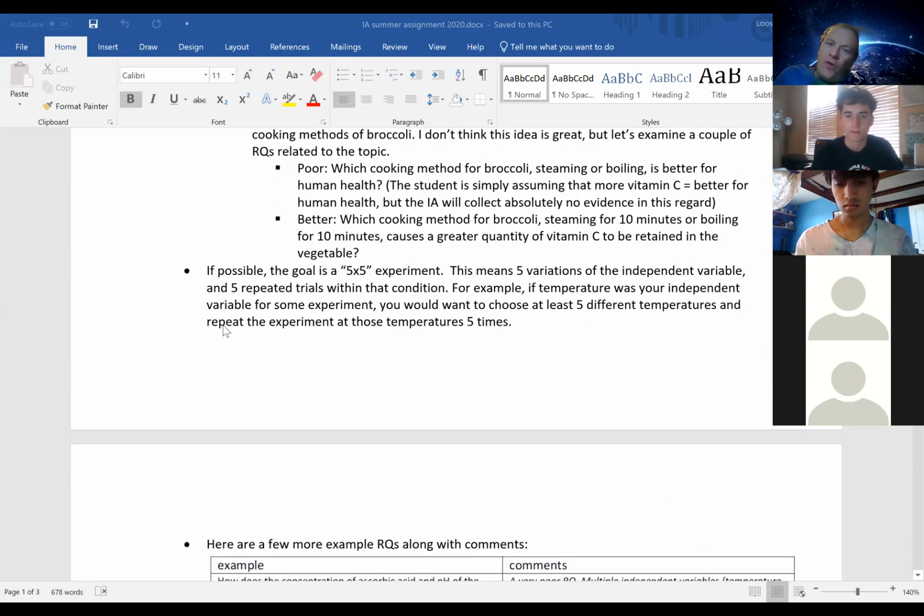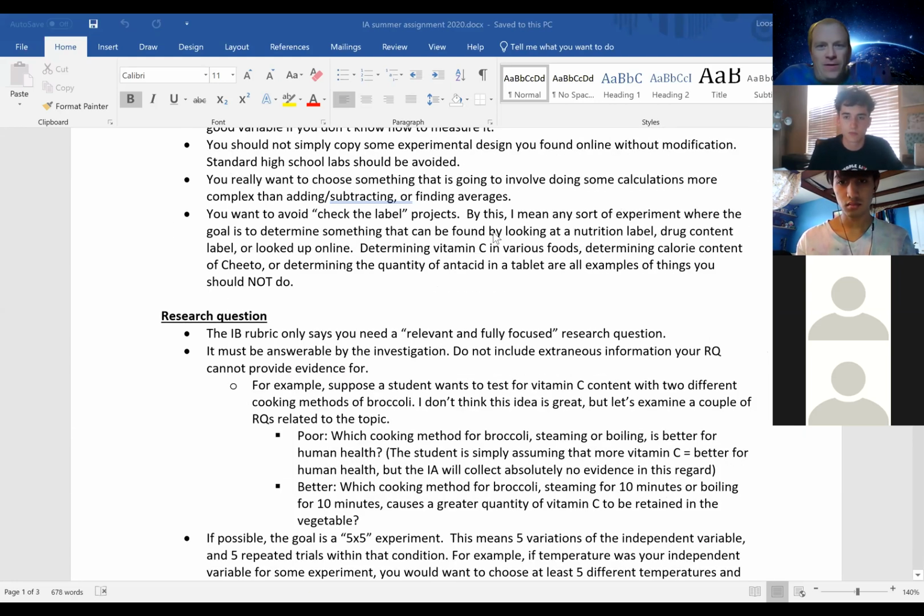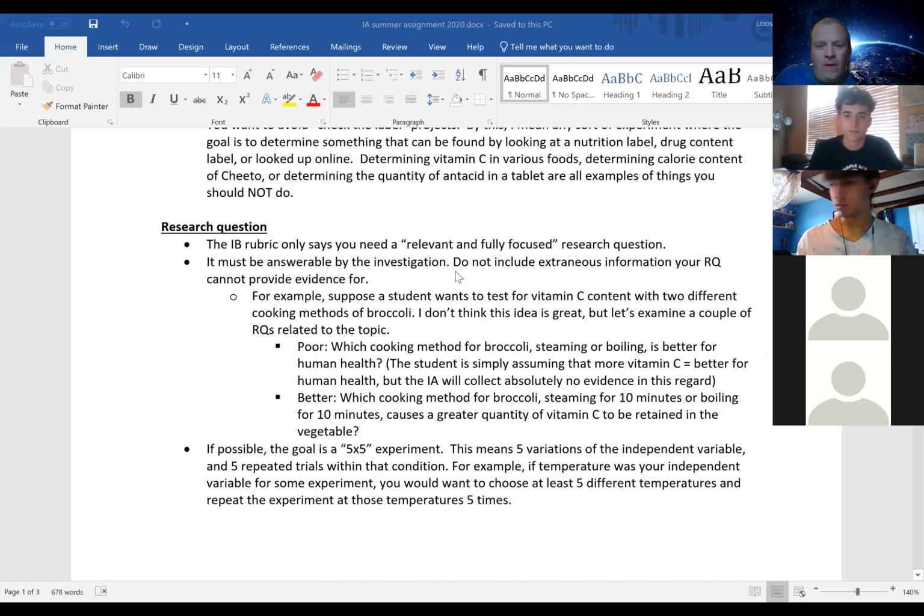Well, it's borderline one of these test-the-label type projects. Notice, if we think about the 5x5 thing, there's really only 2 variations of the independent variable here. So that's one problem with it. I would say those are the biggest problems with it: it doesn't really have enough variables, and it's borderline kind of a check-the-label thing.